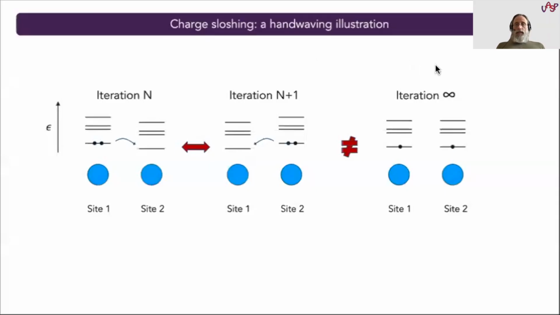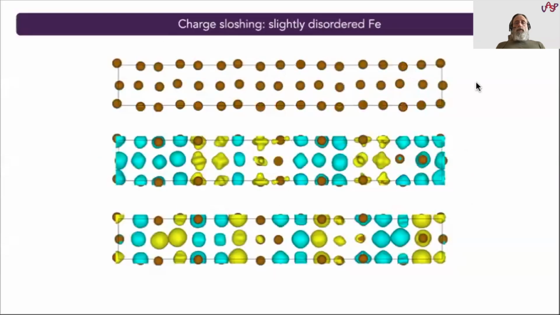And the actual ground state will never be reached, because that would, in this hand waving example, be this situation. So that in a nutshell is charge sloshing. This is a very hand waving picture, but in fact, we have a nice example here where you see this illustrated by means of an actual charge density. This is an elongated supercell of iron, and it's slightly disordered, so that there are no symmetry equivalent sites here.